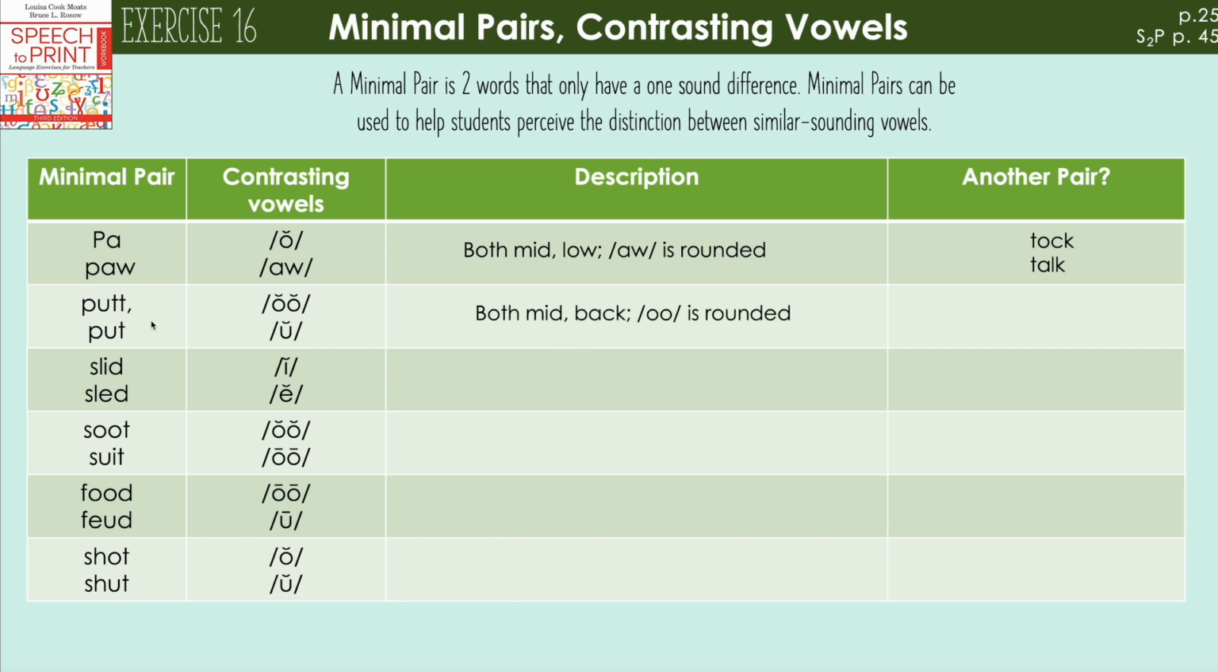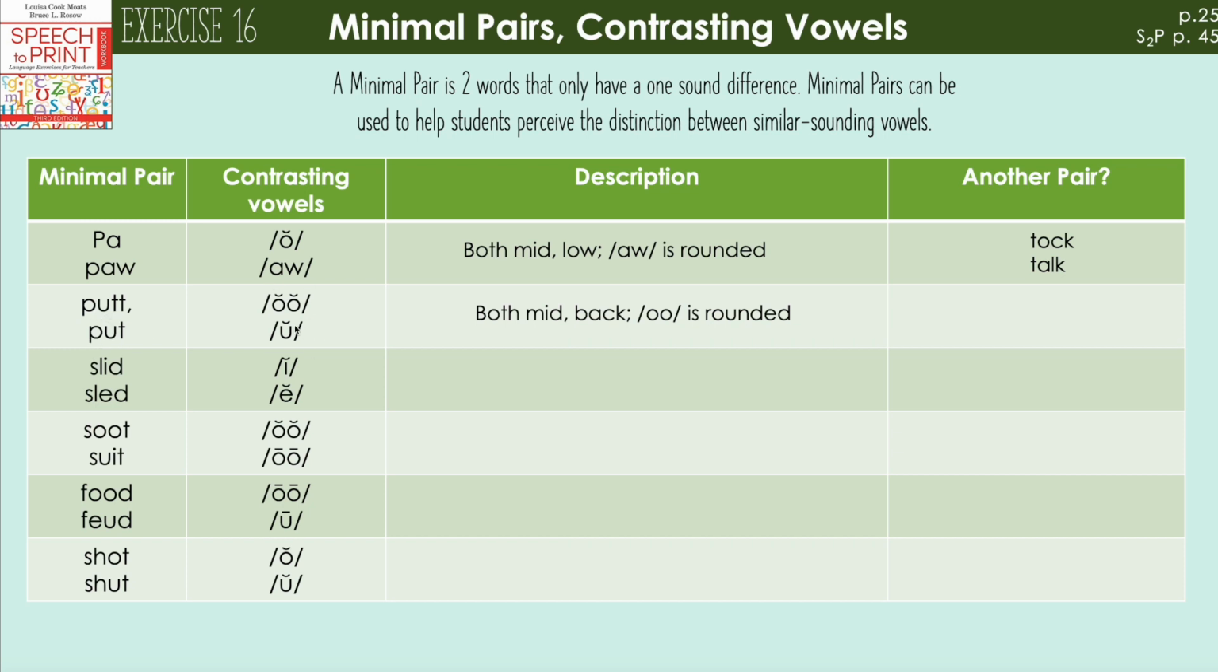All right, let's take a look at put and put. Here we have both in the middle. Your tongue's both in the middle, and they're both back. Again, that one from put is more rounded. You have put, put.